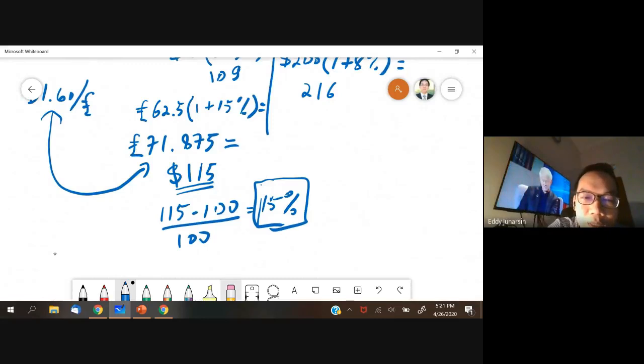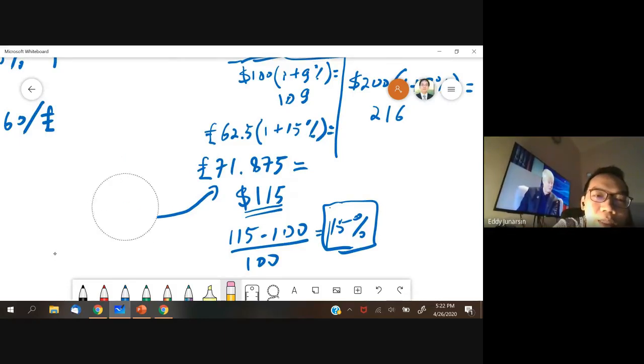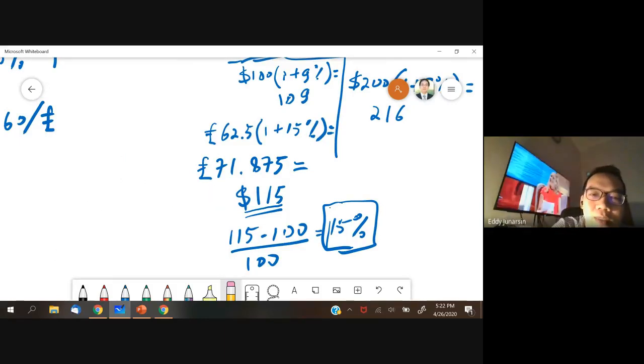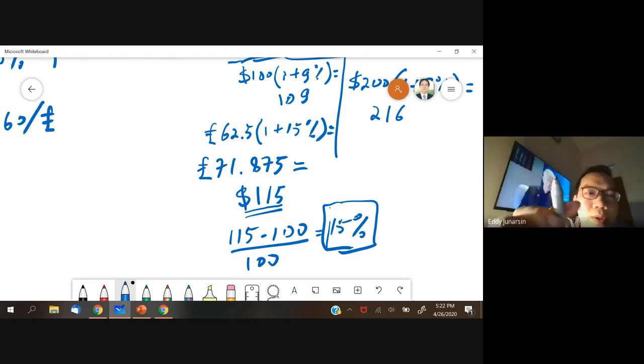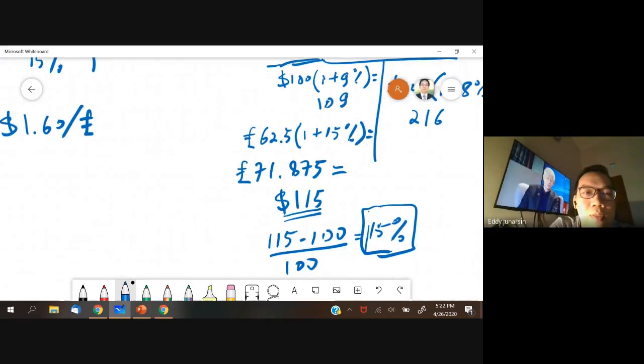Okay, so what about, let's change the situation. Let's imagine that this has changed. 1 year later, say the exchange rate has become 150.